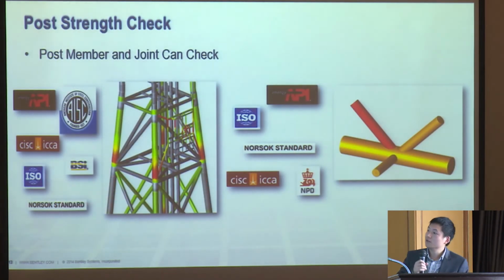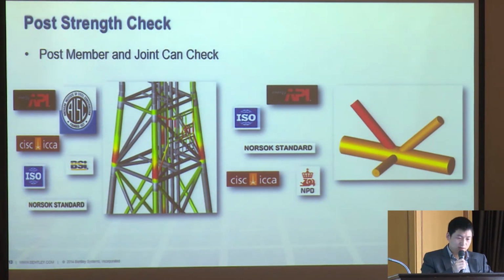And for strength design of an offshore structure, you will need to check the member and joint can. And we support all commonly used codes in the offshore industry. For example, for member check, we have API, AISC, and ISO or European NORSOK code.